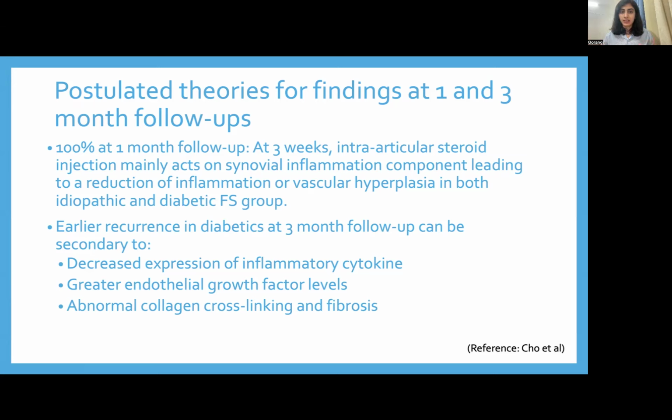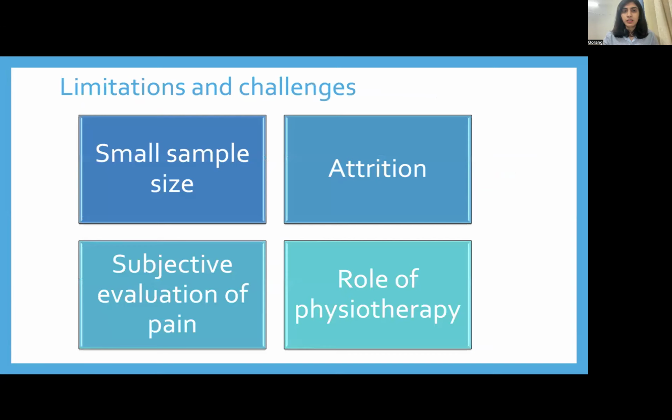The second is that there are greater vascular endothelial growth factor levels, and abnormal collagen cross-linking and fibrosis are also attributed. So coming to the limitations and challenges of our study, we had a small sample size and high losses to attrition. We had subjective evaluation of pain, which we need to modify into probably a visual analog scale or something more objective as a unit to measure pain. And we did not account for the role of physiotherapy and the compliance to physiotherapy in these patients.